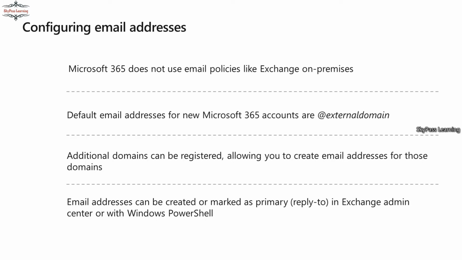What exactly the difference is, is that in on premises you have an email address policy. Once you push that policy, it will automatically apply the email addresses to user accounts. But in Microsoft, the default address at the external Microsoft domain is always associated. And you can create your additional domains and you can add that address. So let me quickly show you how it's basically working.